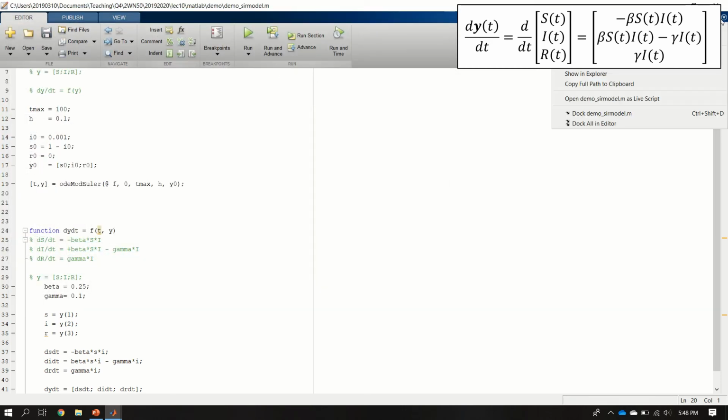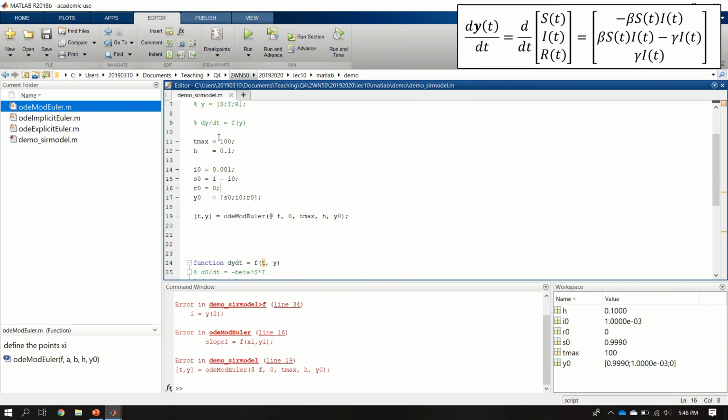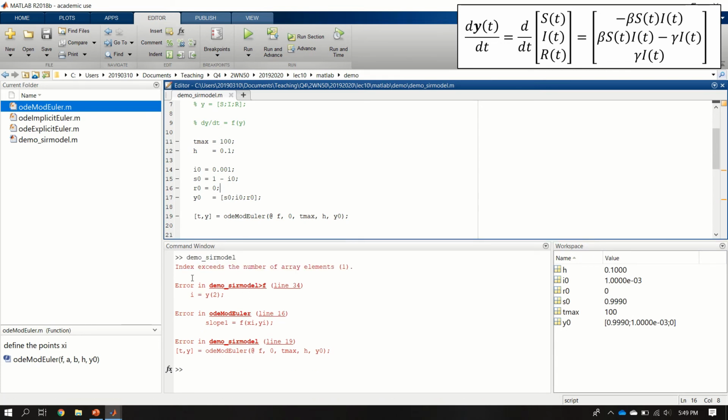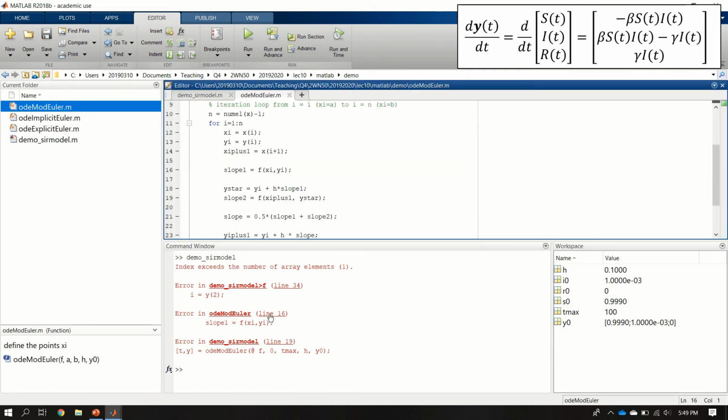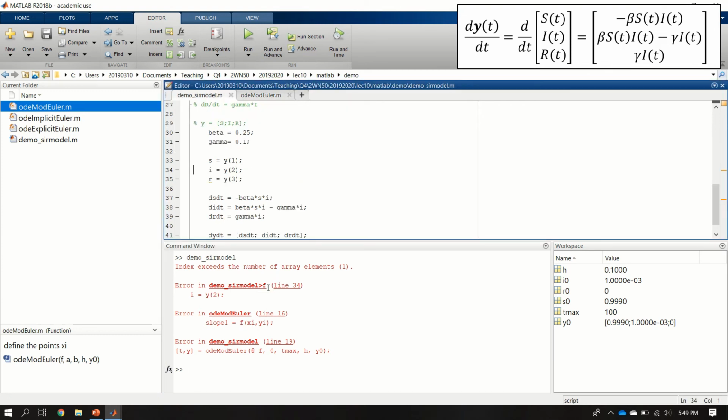And let me dock this such that we have a bit more oversight. Okay, let's run. And we see that we encounter an error over here. The error says that the index exceeds the number of array elements. So we see that this error is in the ODE mod Euler file in line 16, where we try to evaluate f, and in this function, it seems that there is something wrong with the dimensions of y.